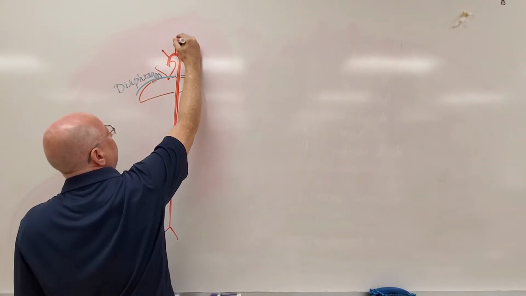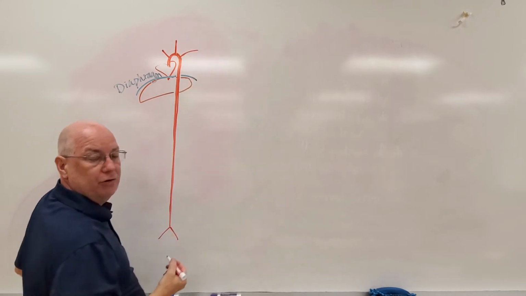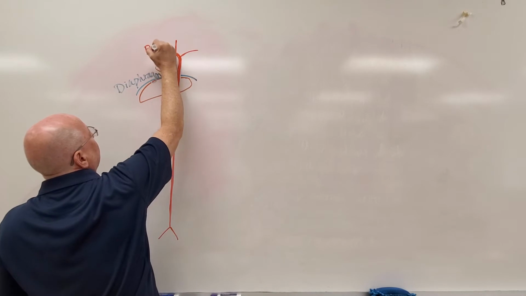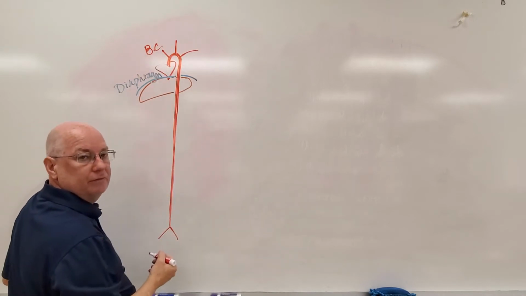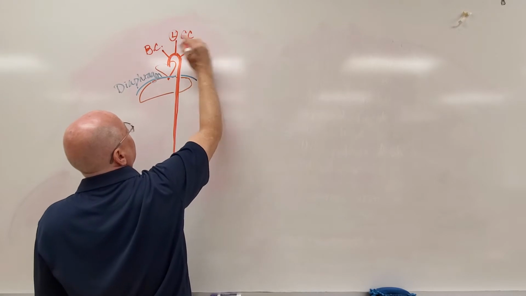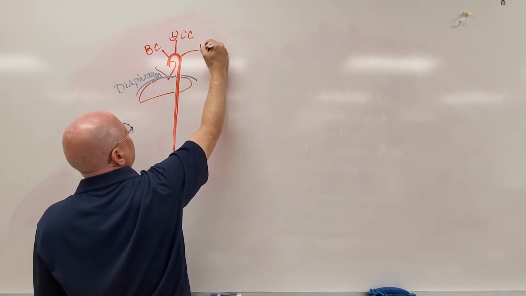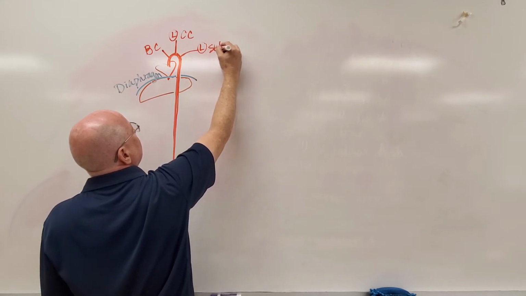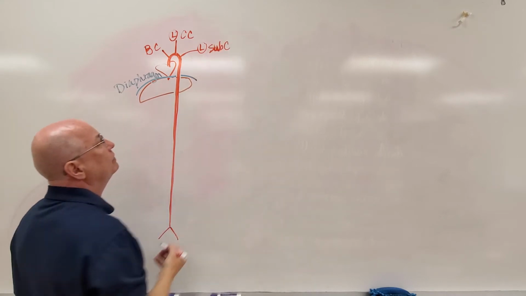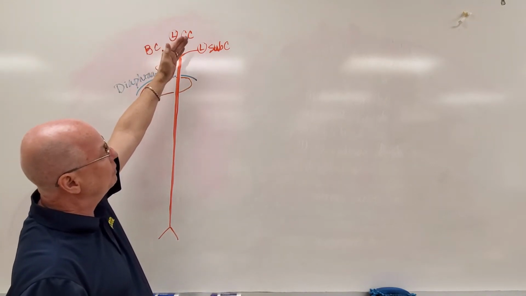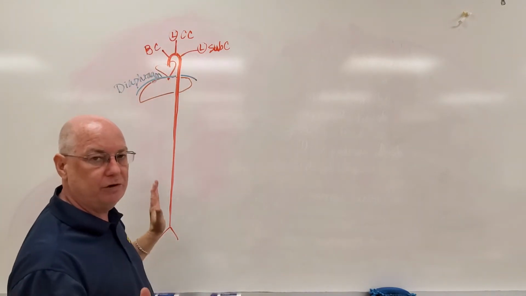There are three major branches coming off the thoracic aorta, or the aortic arch. We know that this is the brachiocephalic artery. That's my BC. This is my left common carotid artery. And this is my left subclavian artery. I'm just going to put sub C. We already covered these in a previous video. Every time you come out of the heart, it's brachiocephalic, left common carotid, left subclavian, in that order.